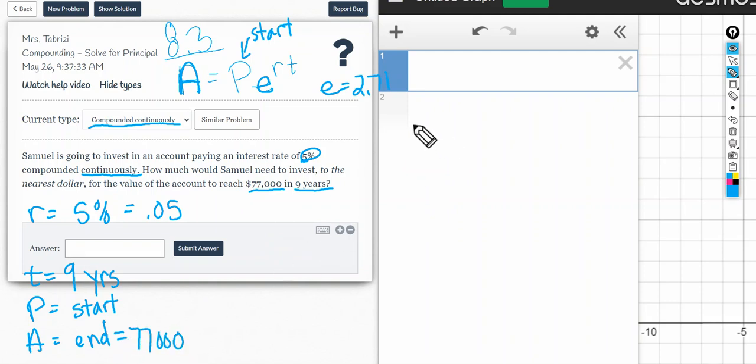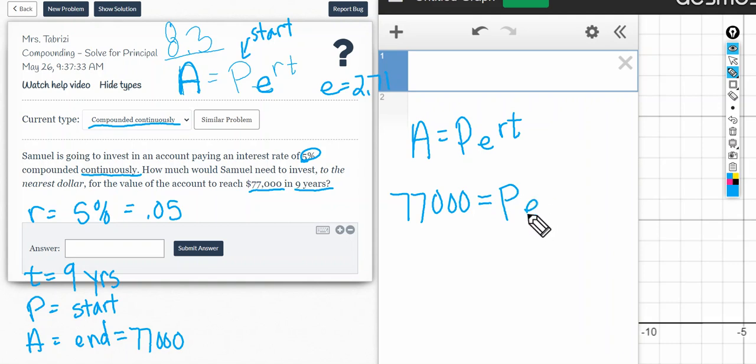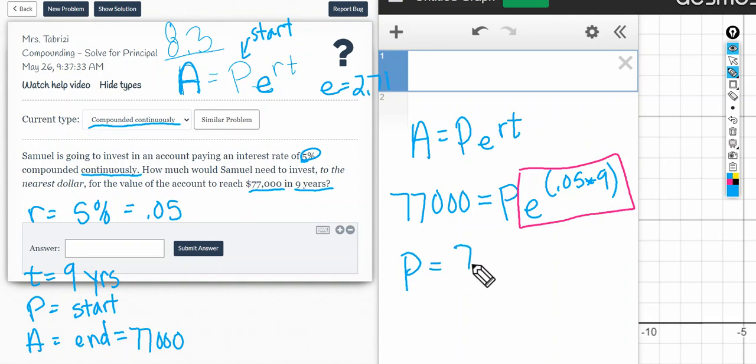Okay, so A equals P-E-R-T. So we have 77,000 equals, I don't know my principal, my rate is times 9. Okay, now I want to know what P equals. So can we divide both sides of the equation by this amount? We can. All right, now I like to write my P on the left side.